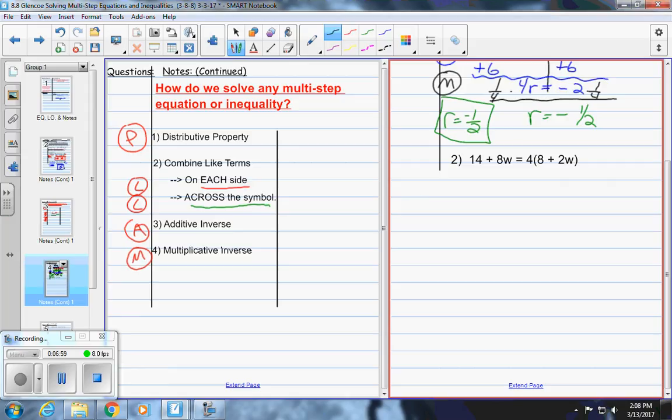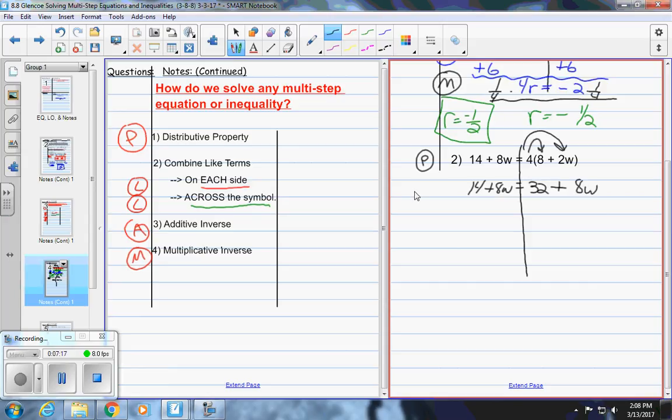We're going to draw our line and start following Pion. First step, we got our distributive property. Left side has nothing to distribute, so we're bringing it straight down. Right side, we're distributing the 4. That gets 32 plus 8w.